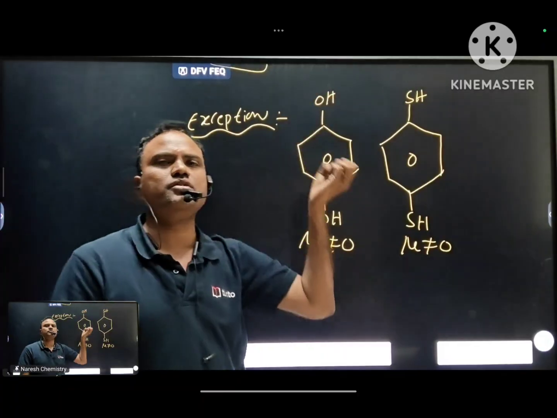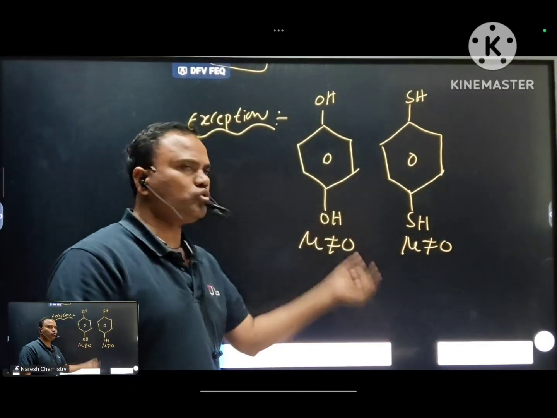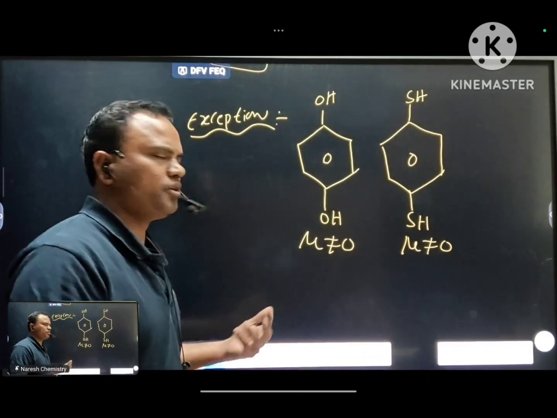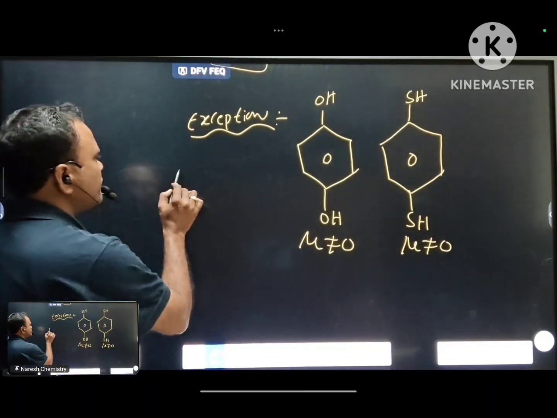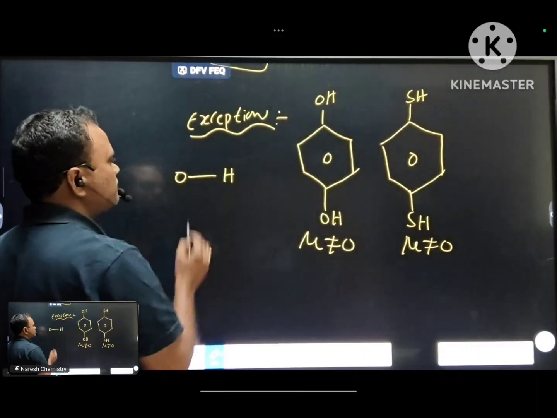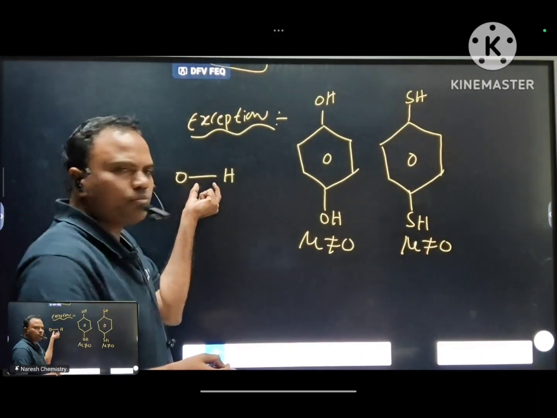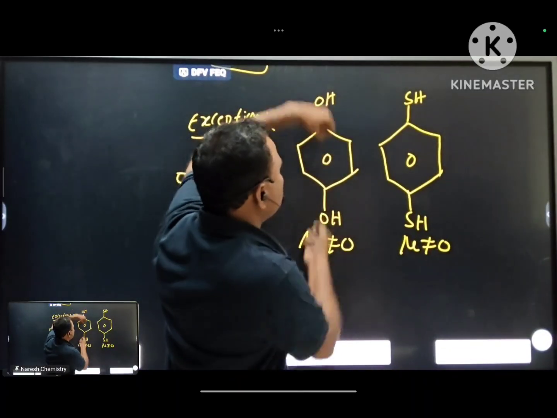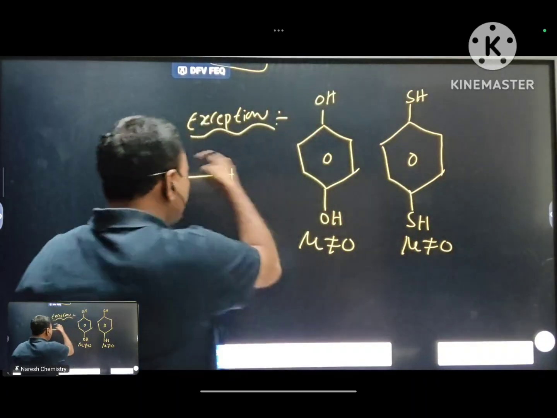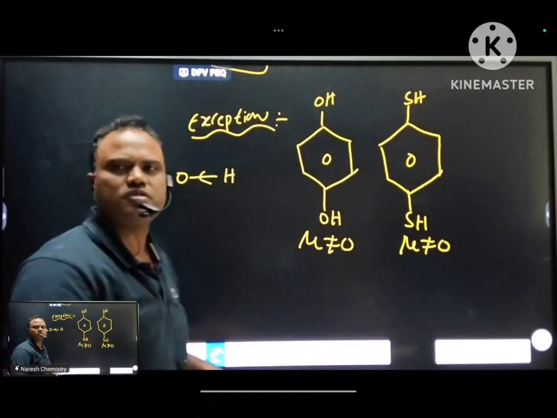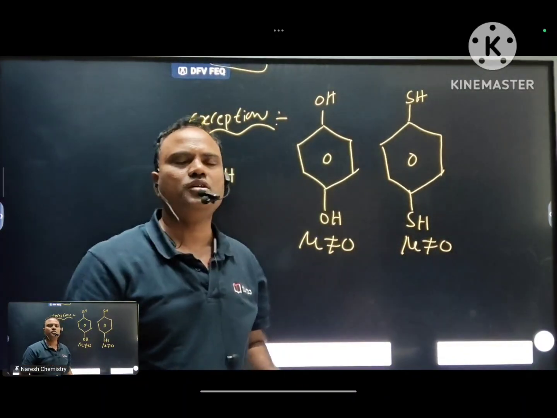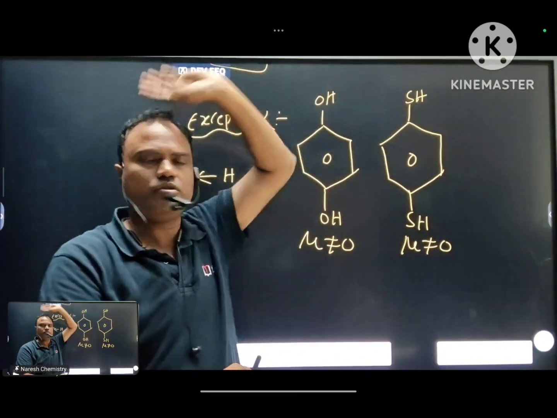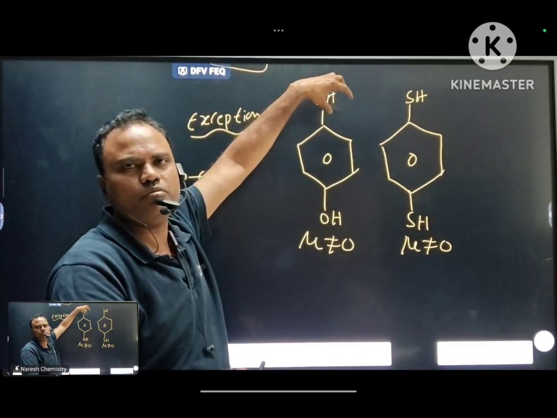Because this OH group has its own dipole moment. This OH group also has its own dipole moment. So the net dipole moment should not be 0. What is the meaning of own dipole moment? Look at this, all of you. Observe the OH bond. In the OH bond, is dipole moment present or not? Yes or no? With respect to this direction, the dipole moment will be cancelled. But internally, in the OH group, dipole moment is present. With respect to this position, dipole moment is 0, but it has its own individual dipole moment.